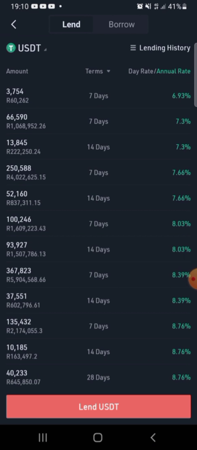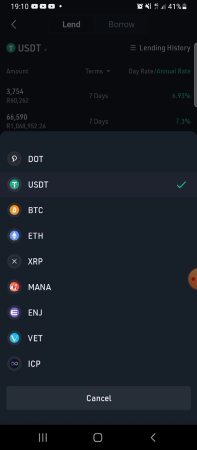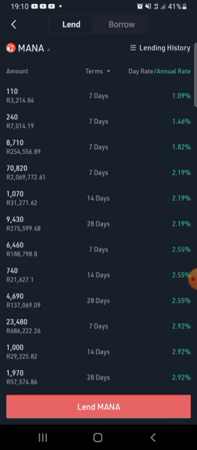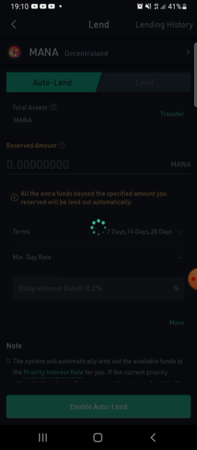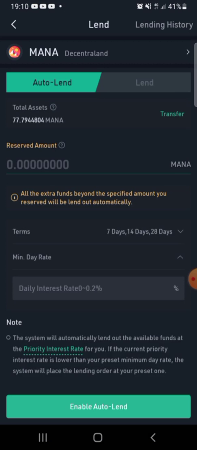So for me, I want to lend out my MANA. It's been sitting here for quite some time now. You know me, I'm about that HODL life, man. But hey, why not make some extra interest while you HODL, make more MANA, man. So basically, I want to lend out my MANA. So let's lend this MANA out. And you see, guys, I have like 77.7 MANA in my account. It's not the biggest. I'm not a whale yet.